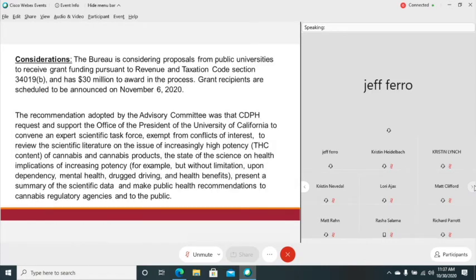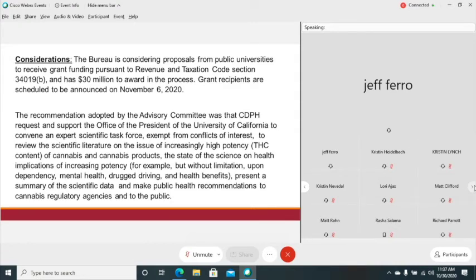Considerations for this motion and our further action: the Bureau is considering proposals from public universities to receive grant funding pursuant to Revenue and Taxation Code section 34019B, and has $30 million to award in the process. The grant recipients are scheduled to be announced on November 6, 2020.